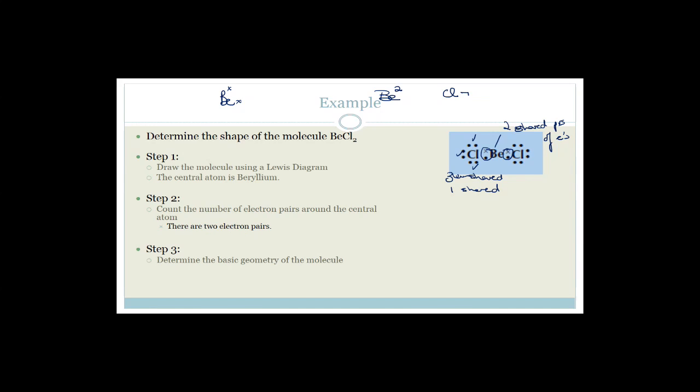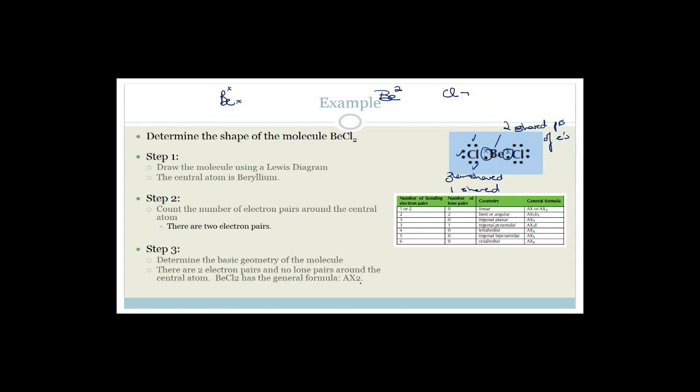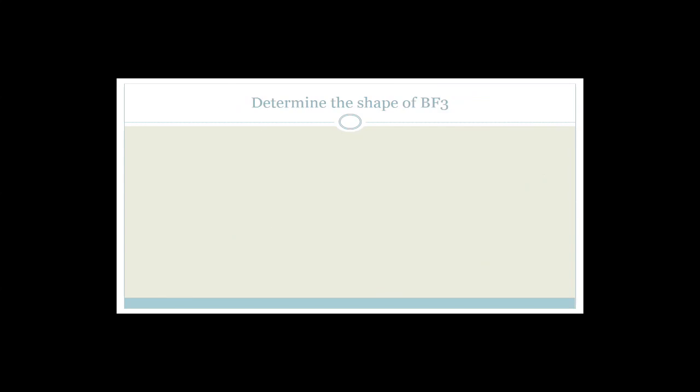Now, step three, we need to determine the basic geometry of the molecule. So there are two electron pairs and no lone pairs around the central atom. So BeCl2 has the formula AX2. If it's got that formula, then it should be linear. So let's have a look, and we see that the shape is linear. There you go. Okay, let's move on to another example.